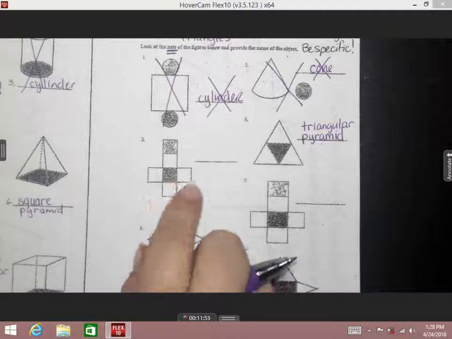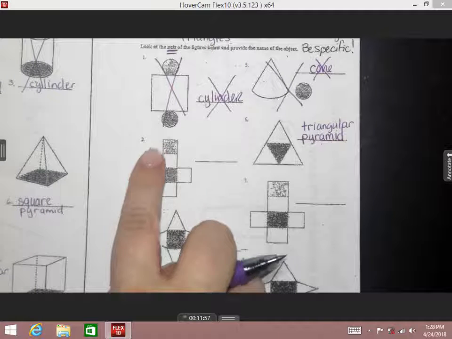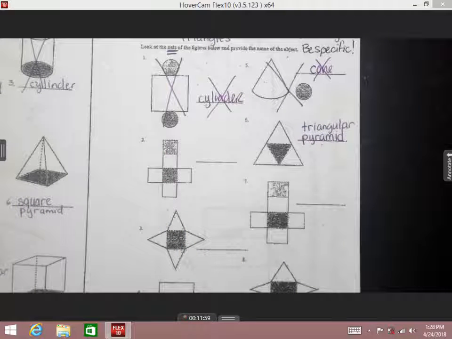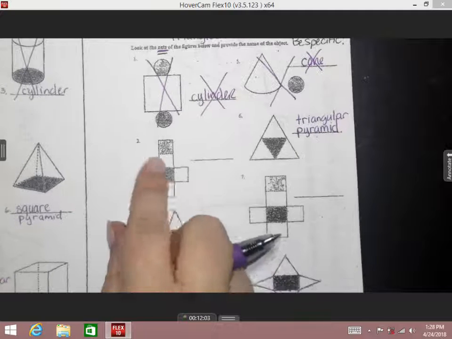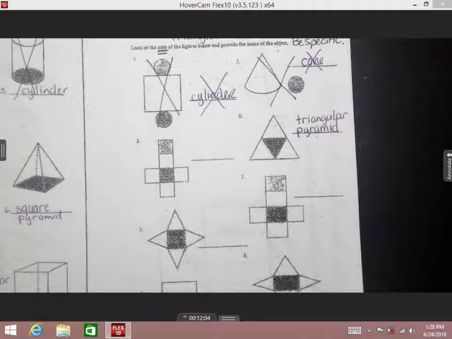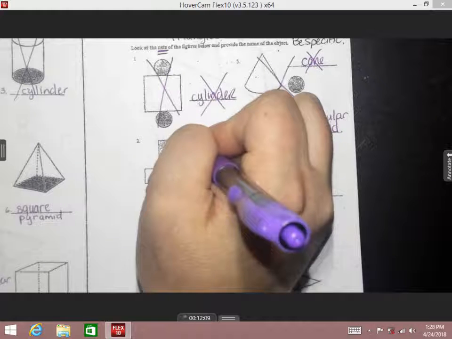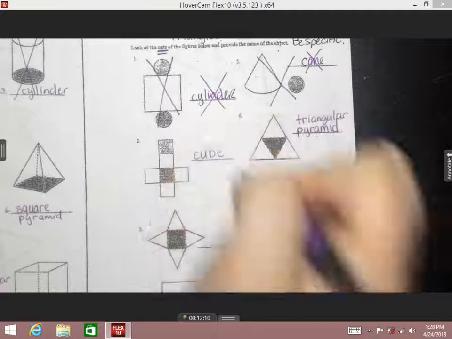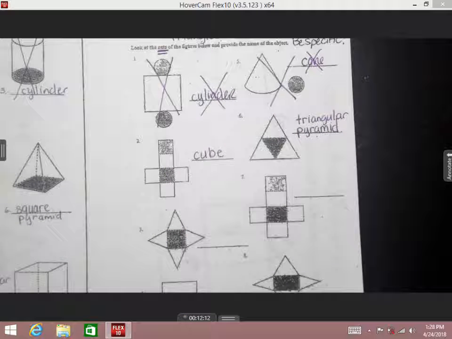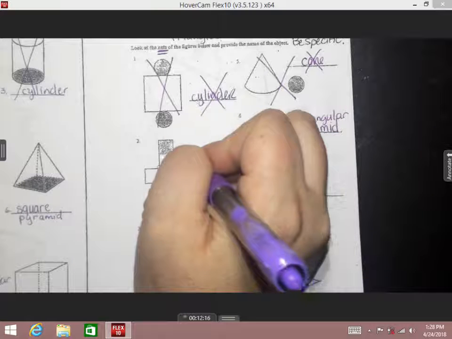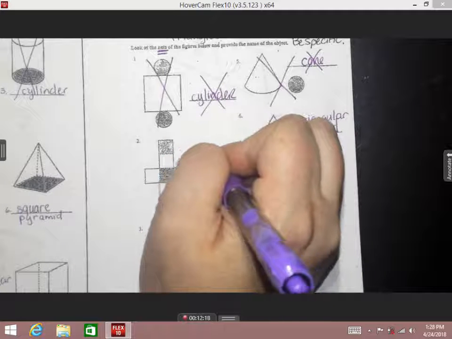Okay. Number 3. Now, number 3, what do you notice? On number 3, all of my boxes are, DJ? Squares. All of these boxes are squares. Are they all the same size square? Yes. So this is a cube. Now a cube, what is a cube? A special type of what? Rectangular prism.